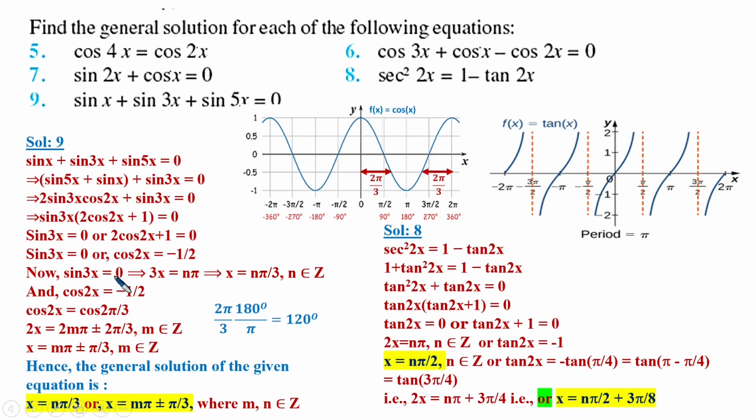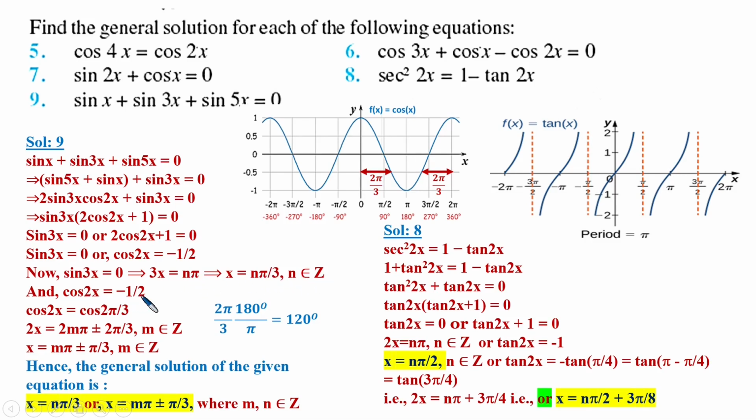So sin of 3x is 0 implies 3x is n pi. As we had discussed earlier, for the sin function at every pi value, the projection of the point on the y-axis is 0, for a point either at 0 degree or at 180 degree. So one can write 3x is equal to n pi, so x is equal to n pi by 3 for n belonging to Z.